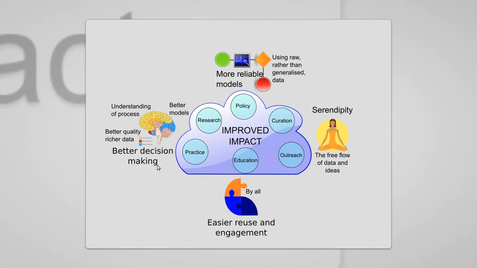It should be able to improve impact. Your data can be used by more people. Your models can be used, again, by more people, but you're modelling based upon raw rather than generalised data. Because you've got access to more data, you should have a better decision-making process. And it's providing this whole reuse and engagement factor. You're engaging society. You're not blocking out segments. So it becomes a much richer experience.